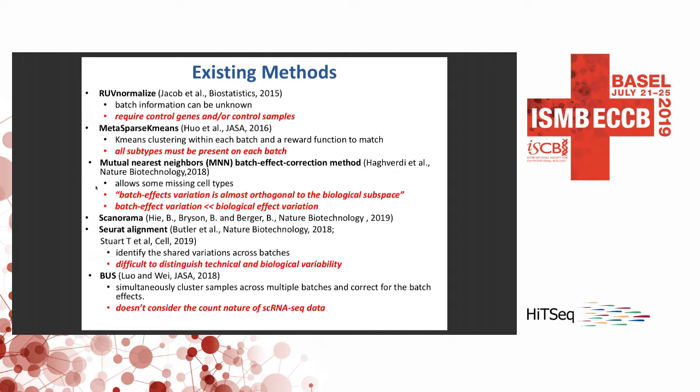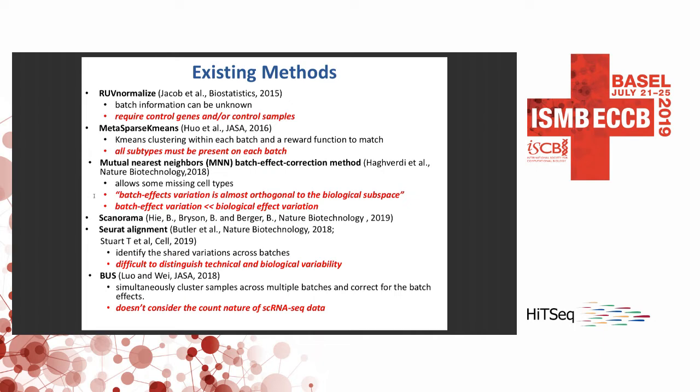In MNN, as stated in their paper, there are two key assumptions. The first assumption is that batch effects variation is almost orthogonal to the biological subspace. And the second assumption is that the batch effect variation is much smaller than the biological effect variation. Well, sometimes the batch effects can be quite severe. That's why we care about batch effects. The recently published Scanorama builds upon MNN, so it also relies on these two key assumptions.